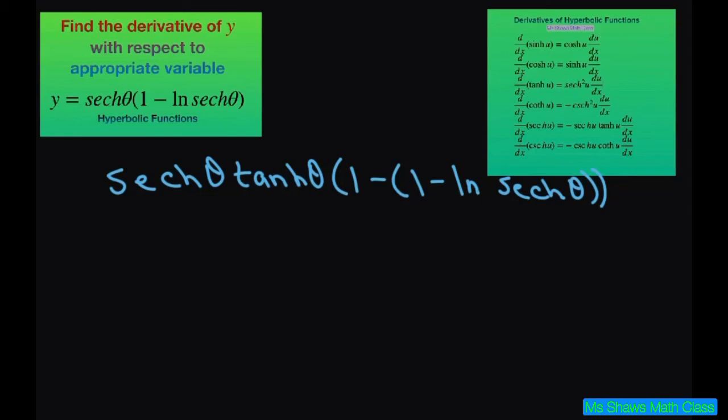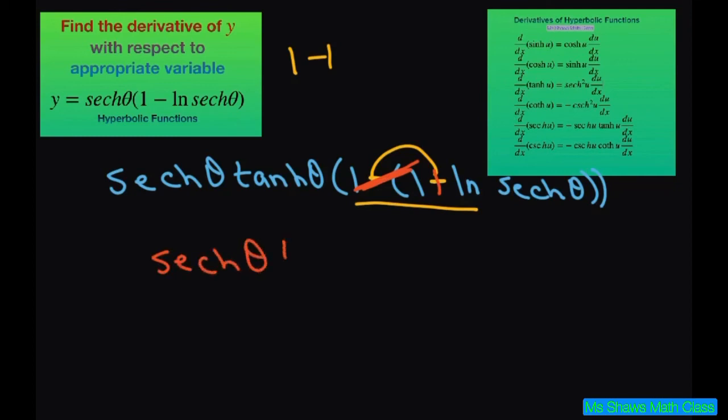Now what happens here, this is going to equal 1 when you do this part here. This will be 1 minus 1 is 0. And a negative times a negative is positive. So this is just going to zero out, and this is going to turn to positive. So your final answer is going to be hyperbolic secant of theta times hyperbolic tan of theta, times ln of hyperbolic secant of theta.